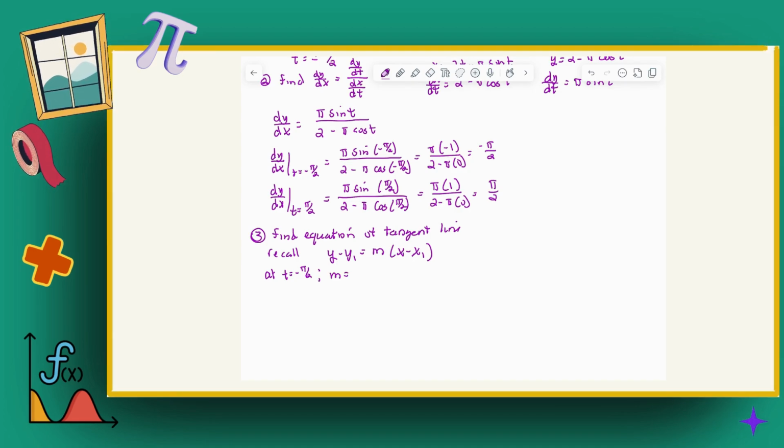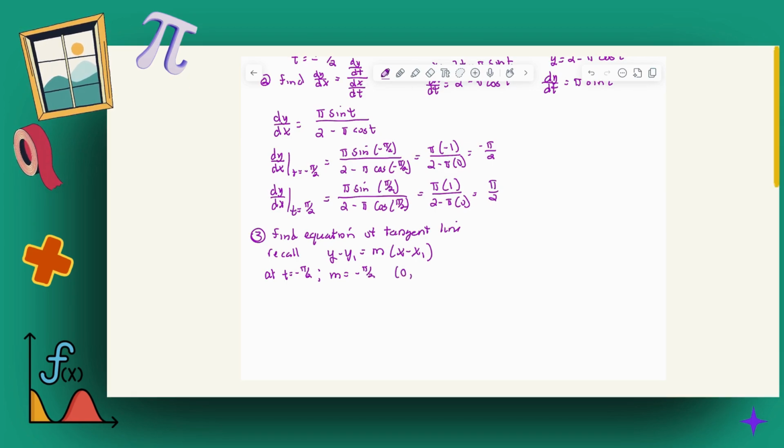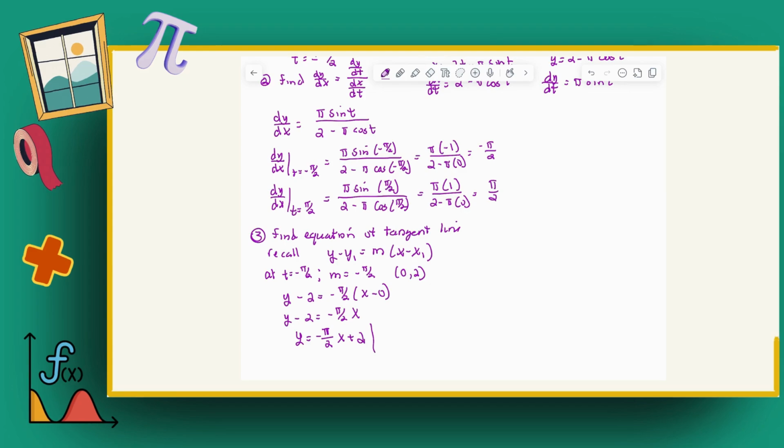So at t equal to negative pi over 2, our slope is equal to negative pi over 2, and our point is (0, 2). Plug that into our point-slope formula, we get y minus 2 is equal to negative pi over 2 times x minus 0, which will simplify down to y minus 2 is equal to negative pi over 2 x, or y is equal to negative pi over 2 x plus 2. Let's repeat this process for t equal to pi over 2 and a slope of pi over 2 at the point (0, 2).